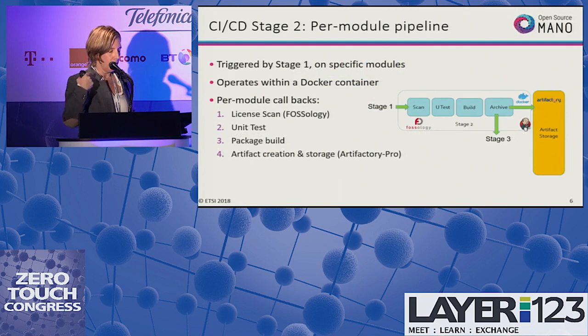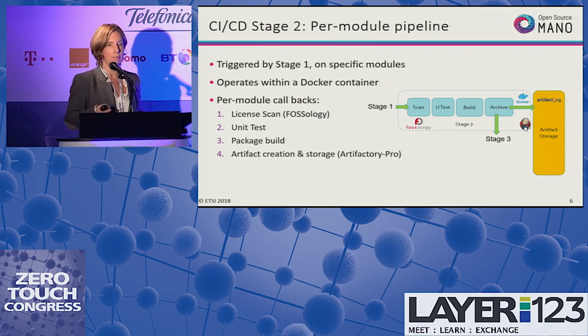Next one, stage 2, is triggered by stage 1 only on the required modules. It operates within a Docker container, each of them, and actually is going to start as many of these pipelines as impacted modules. The first step on each pipeline is exactly the same for all modules. It's a license scan, just to verify that the code contribution comes with the appropriate license and that we're still compatible with Apache 2, which is the license used by OSM.